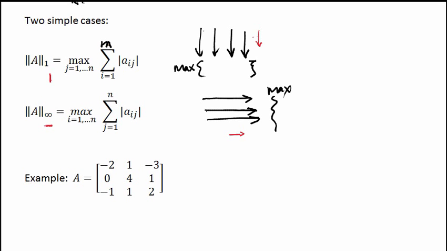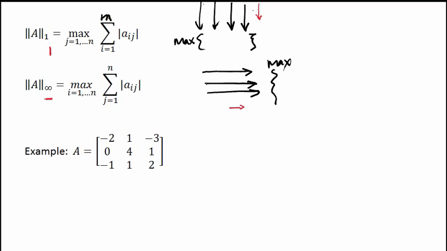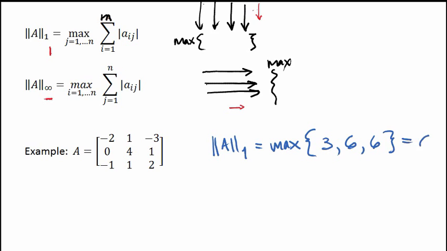For example, for this particular matrix A, if we take the one norm of the matrix, it's the maximum of the column sums. Remember to take absolute values before you start adding. The first column is 3, the second column is 6, the third column is also 6. So the answer here is 6.